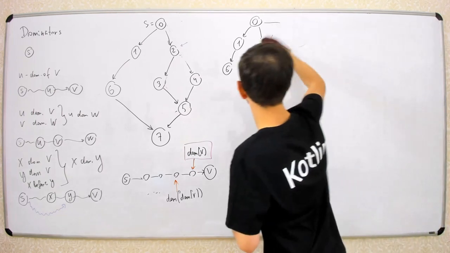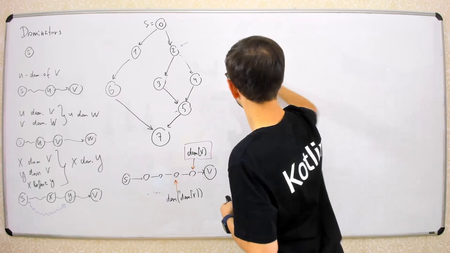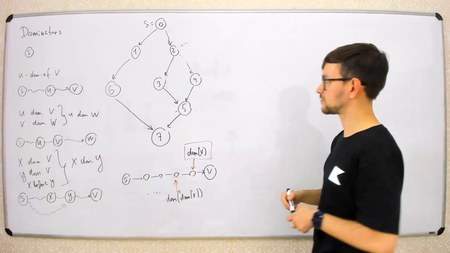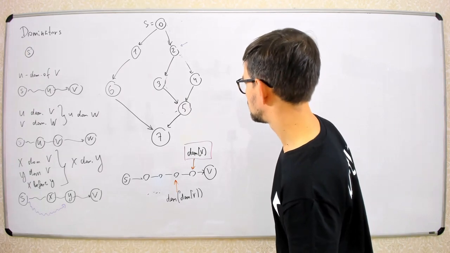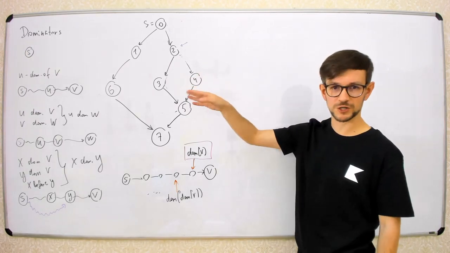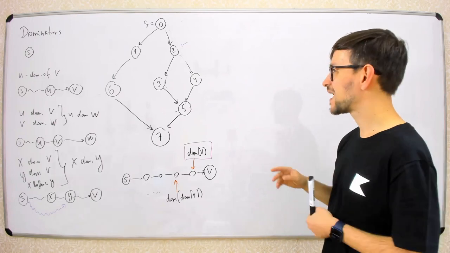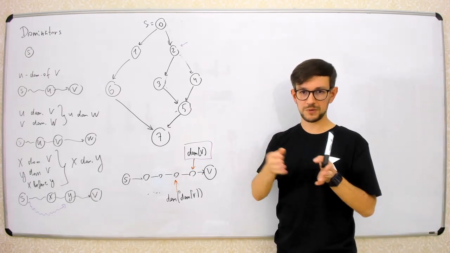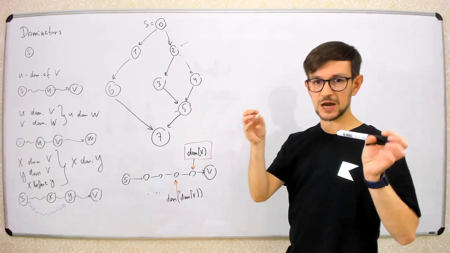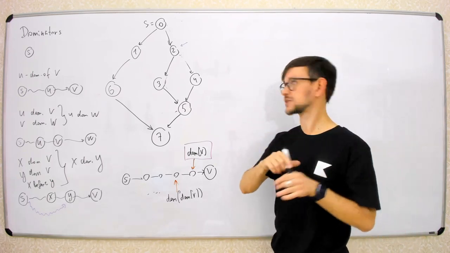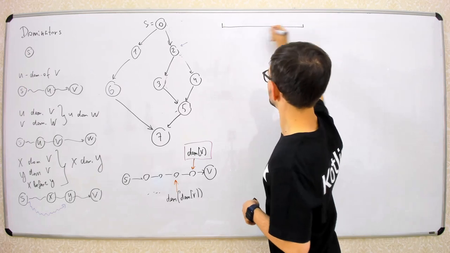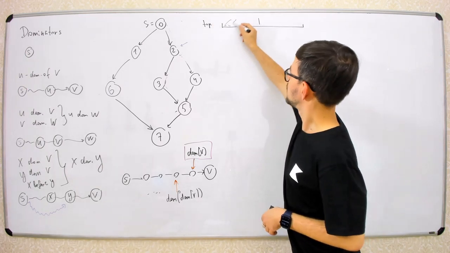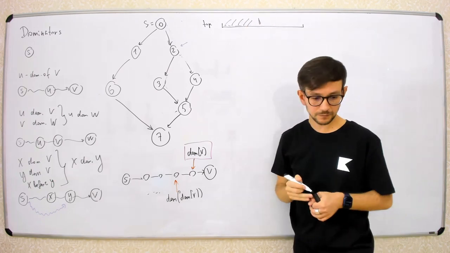How to build a dominator tree? You take your graph. Now build the topological order of this graph. They are numbered in the topological order. Okay. Now you add the nodes one by one in the topological order and build the dominator tree for this prefix. So you have this topological order of your nodes, and you go from left to right and build a dominator tree for this prefix.